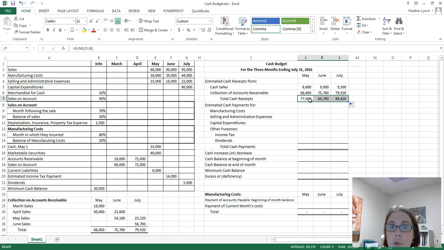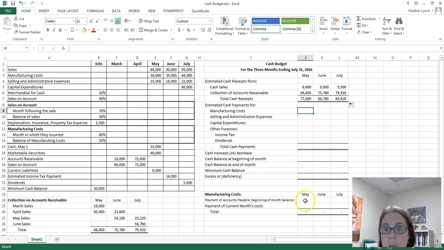So now we have total cash receipts, $70,000, $84,780, $89,420. And understand again that this is an estimate. We may not collect a full 30%. We may only do 20%. But as a budget, we want to get an idea of what we need to collect. Okay, so then let's do the manufacturing cost.